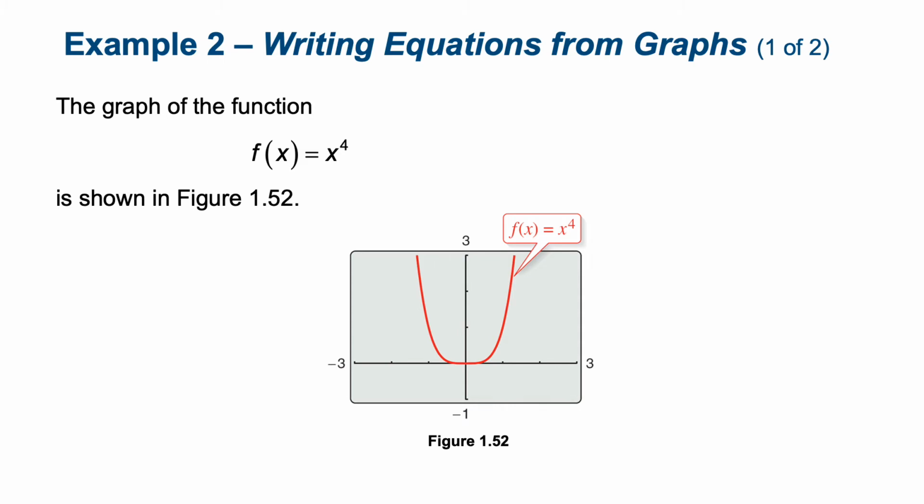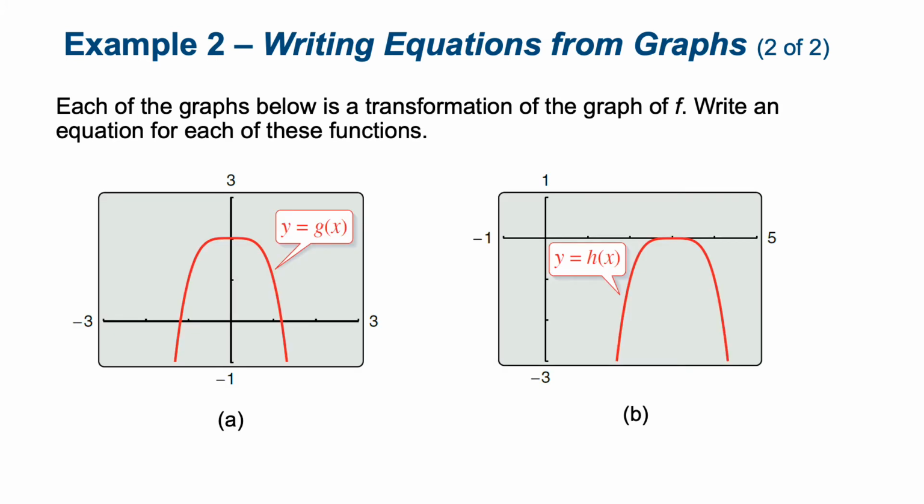Okay, so let's see here. This is the graph of f of x is equal to x to the power 4, yeah? Now, here are different transformations. Let's see if we can write an equation for each of these. So this is x to the 4, something happened to it, and then here something else happened to it. So you can see that there is going to be a negative in front of it because they're both facing downward, right?